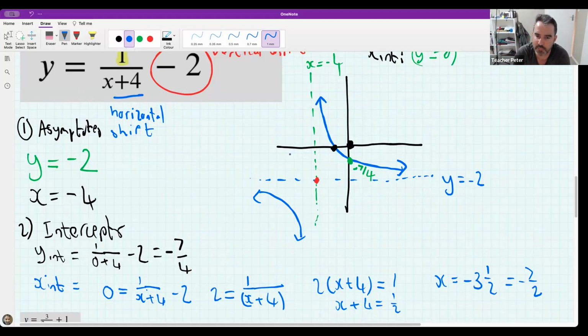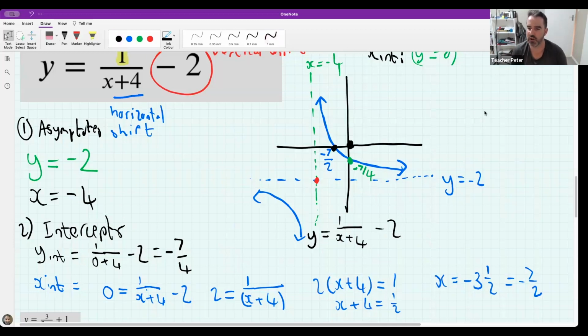And I'm going to go and label this over here, minus 7/2. And then the last thing I have to do is I just need to label my graph, 1 over x plus 4 minus 2. Give me some votes to go on. How are you feeling about that working out?